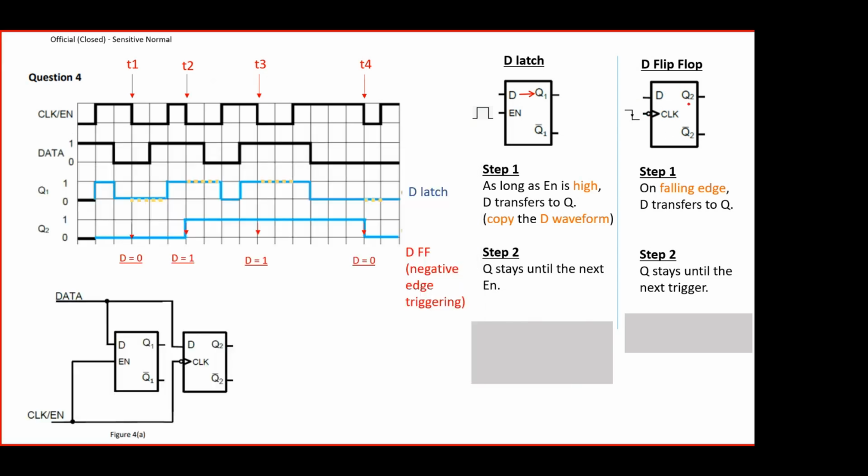Basically D will transfer to Q. For example, let's say the input D is 1, then the value 1 will be transferred to Q. Then after the falling edge, for example around here, do you see my mouse? After the falling edge will be step 2 already. Q will stay, so it will stay as 1 until the next trigger.